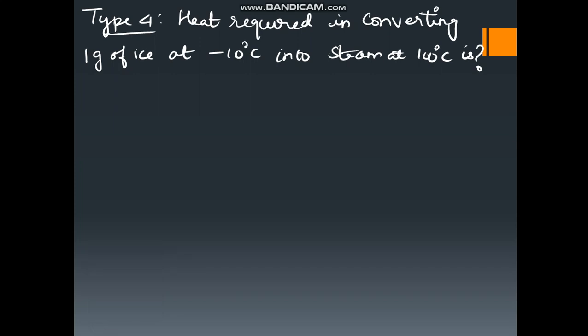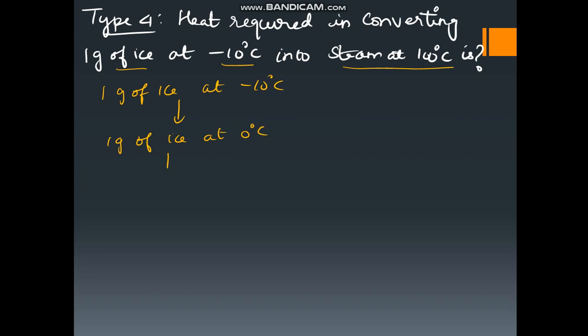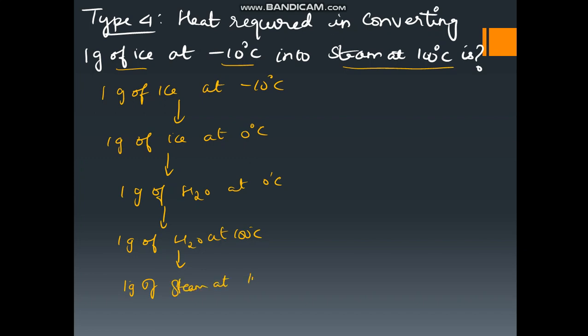Heat required in converting 1 gram of ice at minus 10 degrees Celsius into steam at 100 degrees Celsius. This is the most common type of question. So 1 gram of ice at minus 10 degrees Celsius, you convert it into 1 gram of ice at 0 degrees Celsius. Then you convert it into 1 gram of water at 0 degrees Celsius. Then into 1 gram of water at 100 degrees Celsius. Then into 1 gram of steam at 100 degrees Celsius.